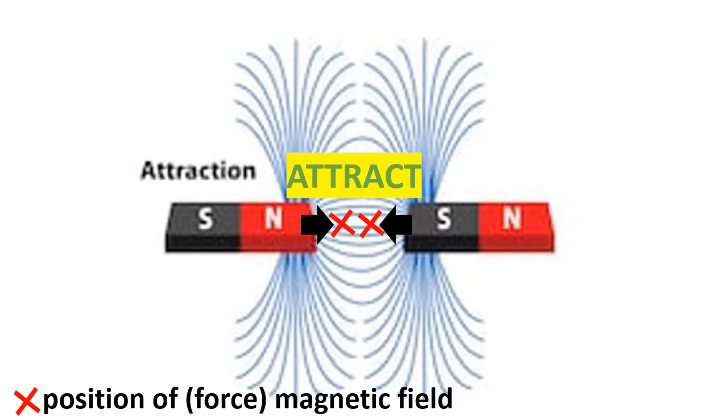So we see the position of the force. We call this force magnetic field. Okay, see the X in the middle between the magnets. They're pulling the magnets toward the middle, to that direction. So we know that's a pull force, not a push force.